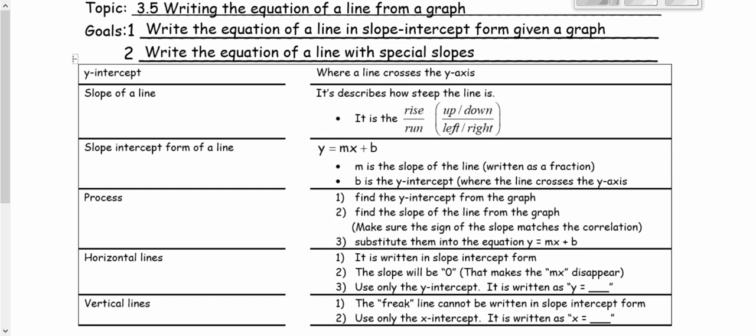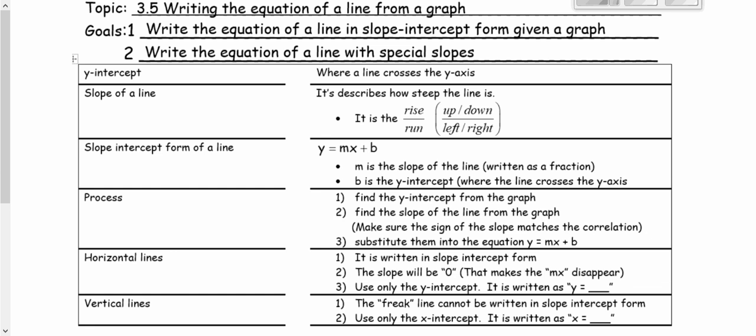In this lesson, we are going to talk about writing the equation of a line from a graph. So we're going to write the equation of the line when we're given a graph, or when we're given a slope and y-intercept, or when we're writing the equation of special lines, which are those horizontal and vertical lines, which have a slope of 0 or an undefined slope. We'll talk about those in a couple of examples.